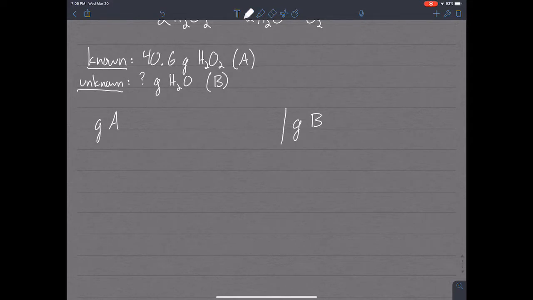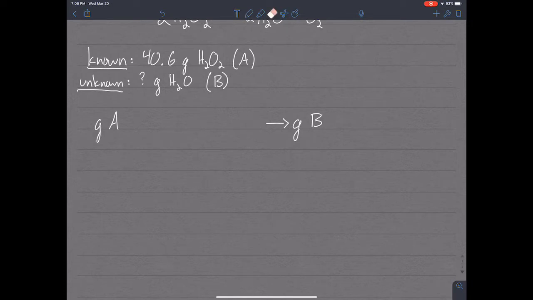So if we're trying to get to grams of B, what units do we need to be in order to convert into grams of B? What can we go directly into grams from? What needs to go here, in other words? What units need to go here? Think about that for a second. Pause the video if you have to. Ready? You ready? All right, let's do it.